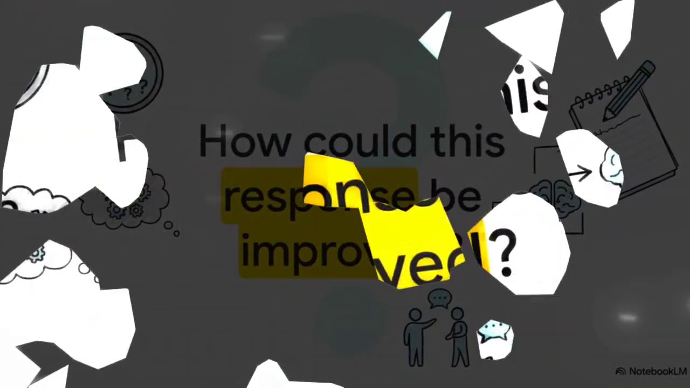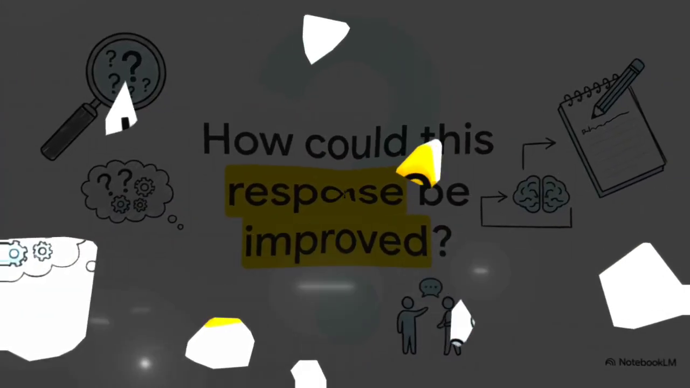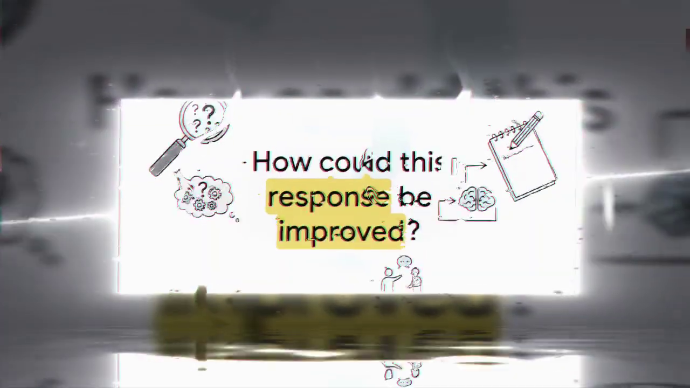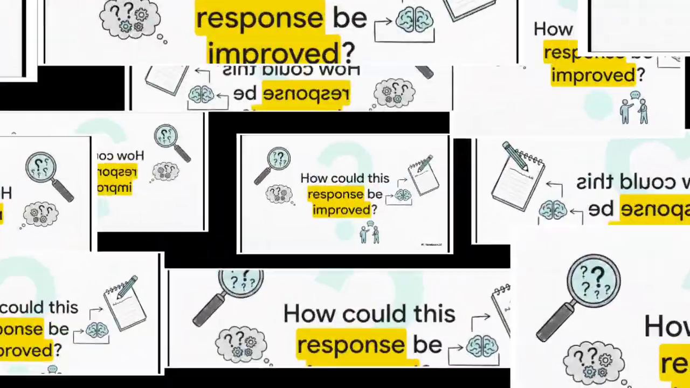And here's a secret, frankly, brilliant technique we found for getting flawless output, which is especially great when you're editing essays. Instead of just accepting whatever first draft it spits out, interrogate the AI. Literally ask it, how could this response be improved? You're forcing the AI to step back and critique its own initial answer.